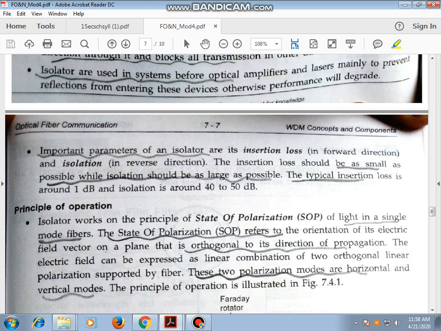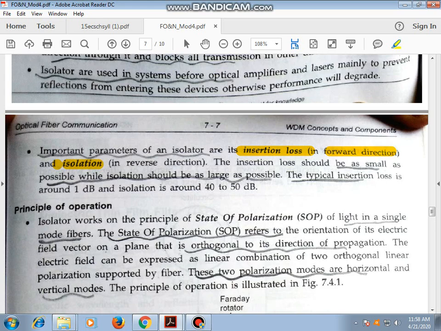It has insertion loss. Insertion loss means forward direction resistance. If you are sending a signal from the transmitter end to the receiver end, the resistance should be very low, so the insertion loss should be low. And you also have another parameter, that is isolation. It means there should be perfect isolation from the receiver end back to the transmitter end.